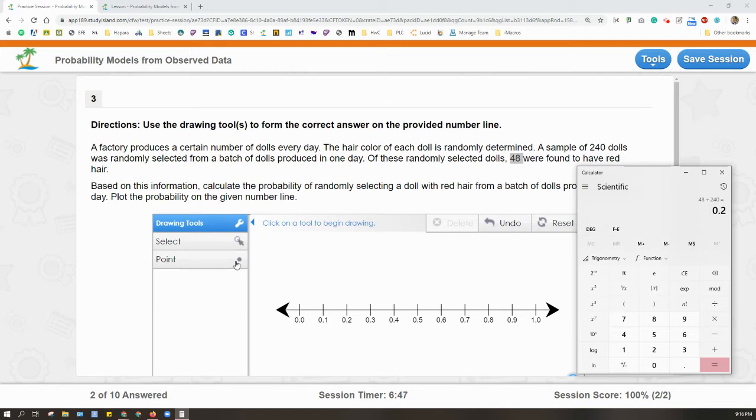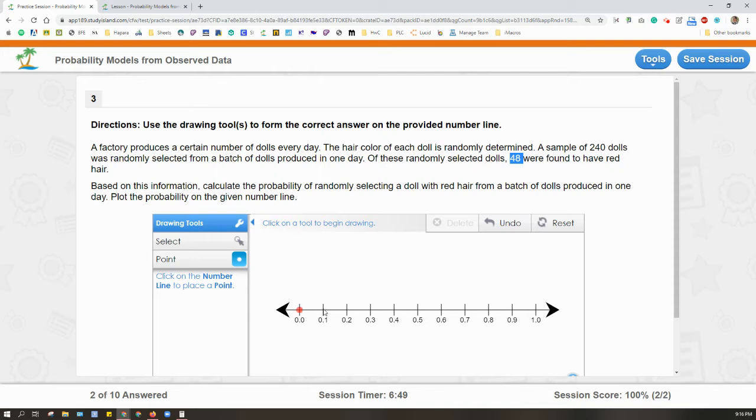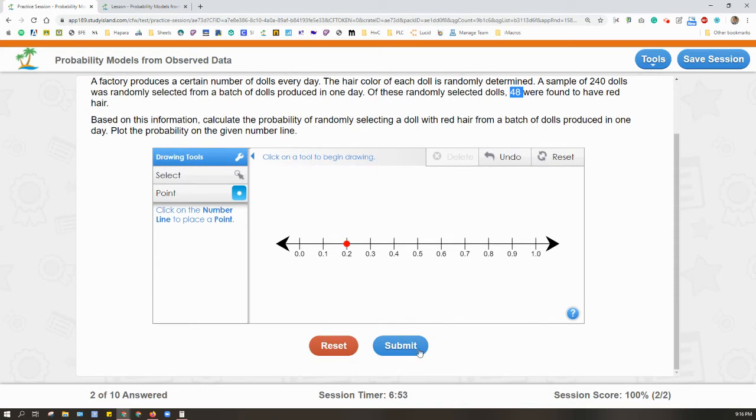So we're going to go ahead and go to the point tool, and then we'll find 0.2 on the number line, put a point there, and that's it. We're done.